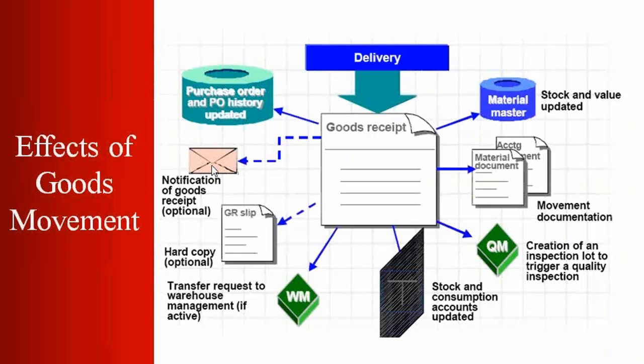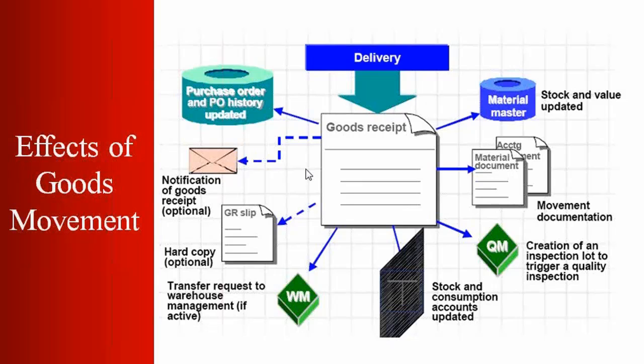Optionally, you can print the output, or you can send a notification like an email to the vendor as well, or to whoever wants to receive the output. So these are the effects of goods movement. That's the end of that topic.